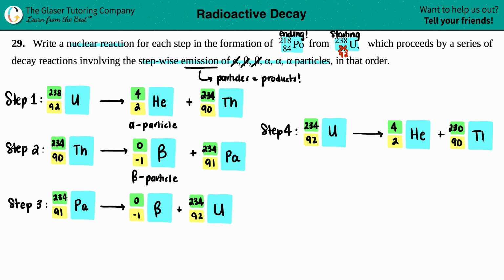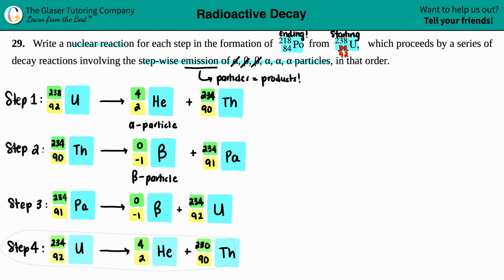Okay. I mean, we're getting somewhere. Let's see. Can I throw this down here? Beautiful. Another alpha. So step 5. Pick up where we left off, which is the 230, 90, Th. Another alpha. So we're going to emit another helium. 4 and 2.